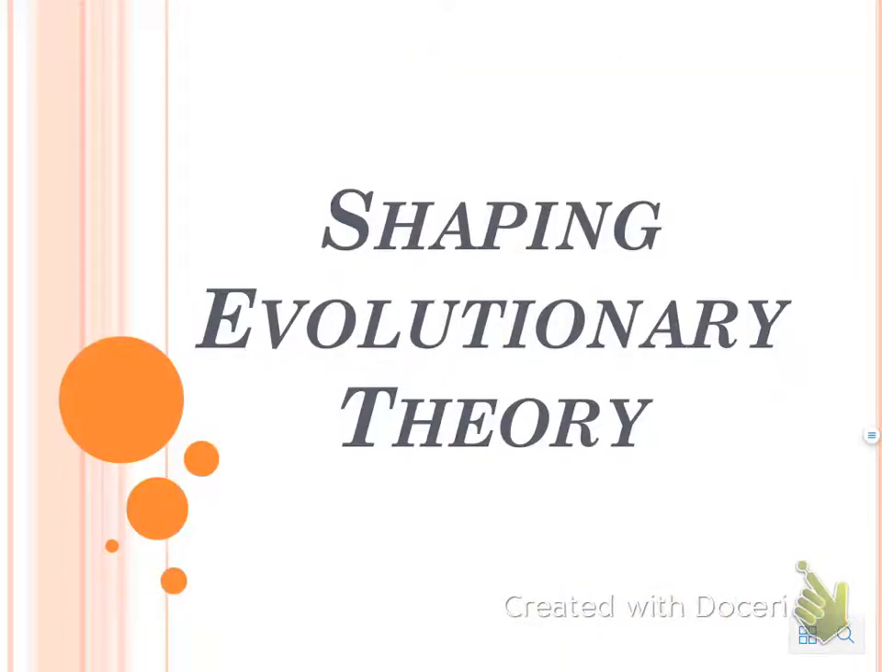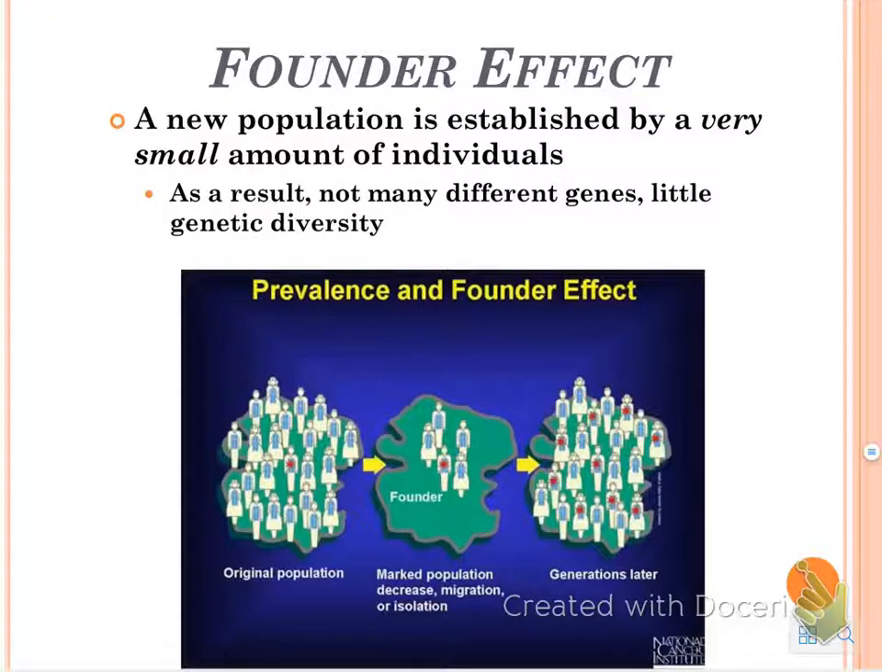So now on to shaping the evolutionary theory. What are some things we see in nature that would shape this theory? There's a couple of effects that can happen. First is the founder effect. A new population is established by a very small number of individuals, so a founder. If someone's the founder of something, they started it. But when only a few people start something, there's very little genetic diversity.